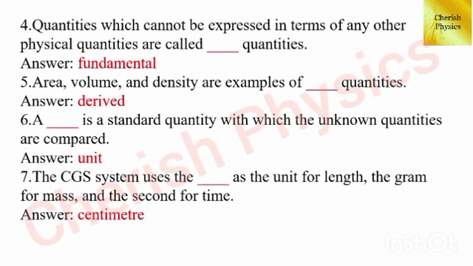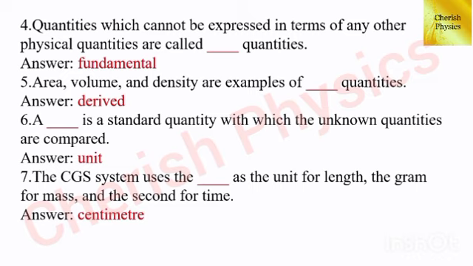Fourth question, quantities which cannot be expressed in terms of any other physical quantities are called dash quantities. The answer is fundamental quantities. Area, volume and density are examples of dash quantities. The answer is derived quantities. A dash is a standard quantity with which the unknown quantities are compared. The answer is unit.